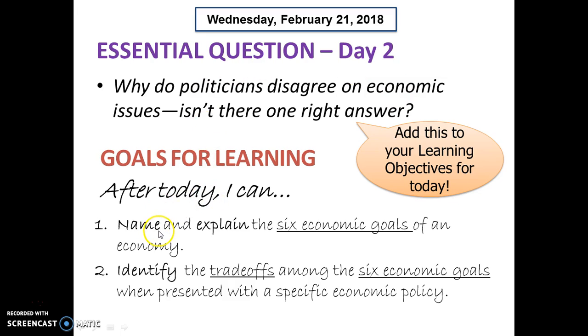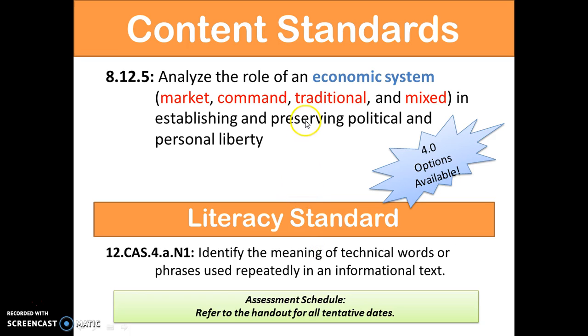So our goals for today are to name and explain the 6 economic goals or values of an economy, and then identify trade-offs among those goals when presented with a specific economic policy. This ties into our content standard on economic systems that we'll be working with this week and next week.